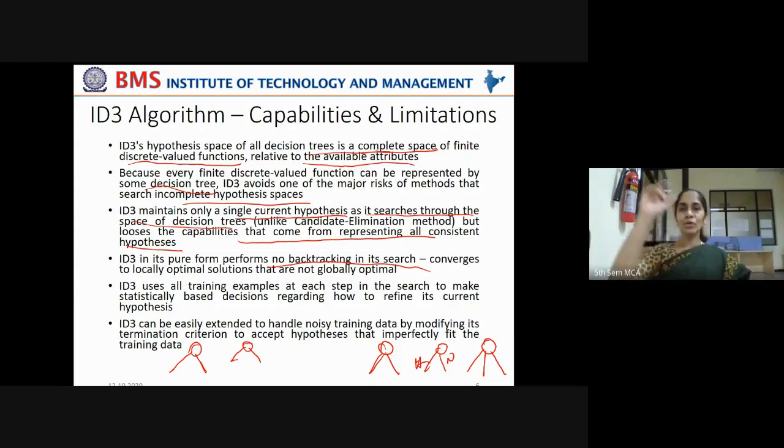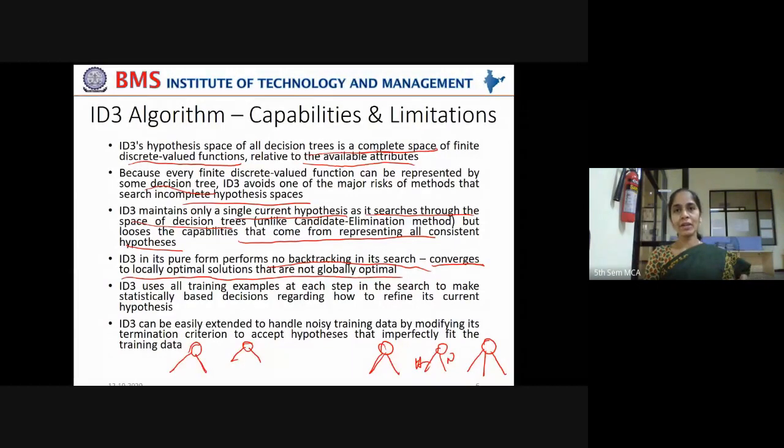Right? It doesn't go back or backtrack to check whether its decision about Outlook being taken as the root node is correct or not. It will not check again. It will not backtrack again. It converges to locally optimal solutions that are not globally optimal. This is the drawback of decision trees. It will always check its local optimum, that is, the better information gain.